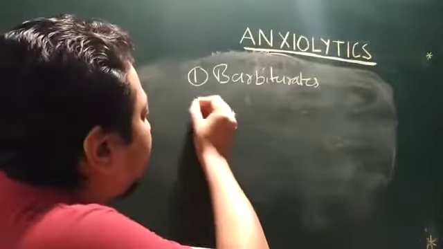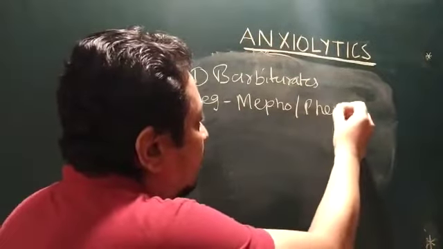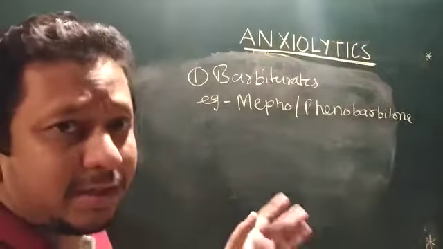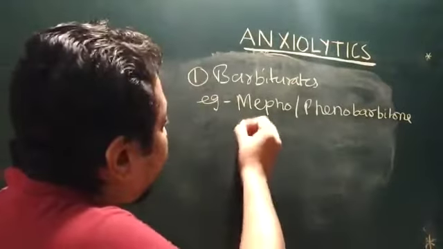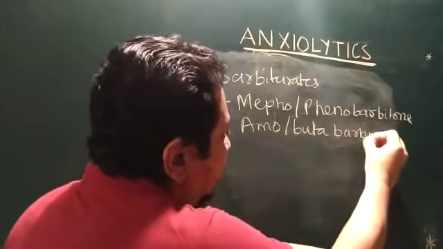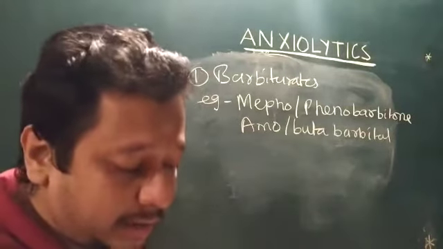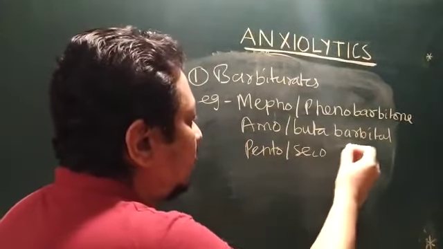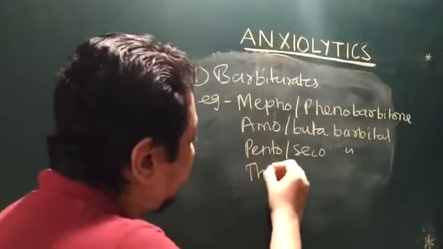The long duration, over 6 hours, barbiturates are metharbital, mephobarbitone and phenobarbitone. Barbitone means ketone and barbital means aldehyde, that's the only difference. Then we have intermediate acting, 3 to 6 hours, amobarbital and butabarbital. Then short acting, less than 3 hours, pentobarbital and secobarbital. And the ultra short acting, less than 1 hour, that is thiopental sodium.